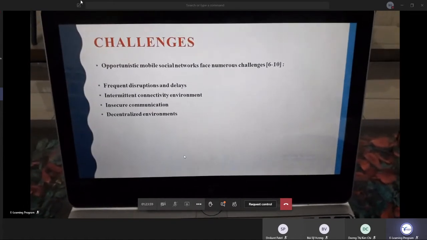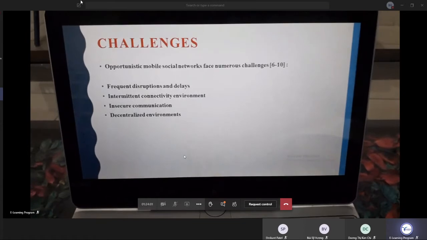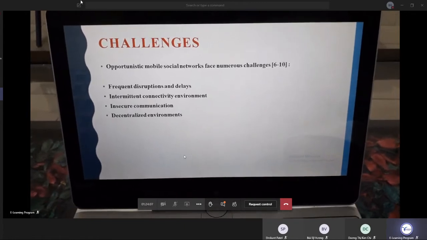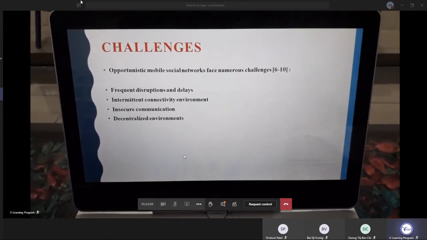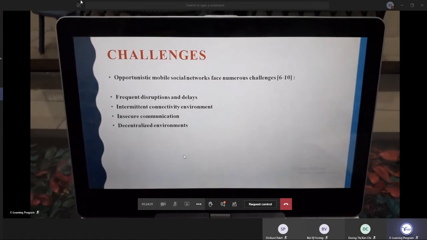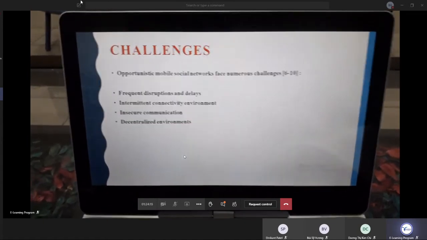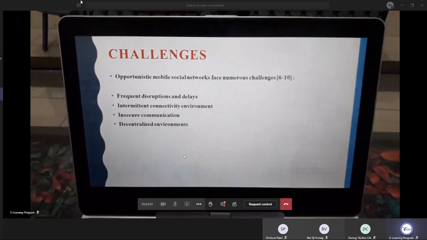Other challenges are energy efficiency of mobile nodes, functionality issues, buffer capacity, protracted delay, and security issues.